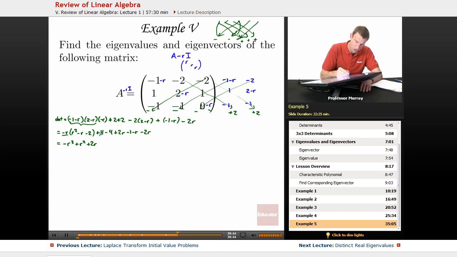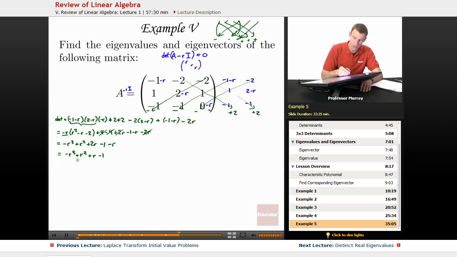And let me collect some terms here. The +4 minus 4 cancels. I see I've got a -1. And 2R minus 2R cancel, but I still have a -R here. And so if I simplify that all down, I've got -R cubed plus R squared plus 2R minus R, which is plus R, minus 1. And remember, you want to set that equal to 0. We want to find the determinant of A minus Ri equal to 0.